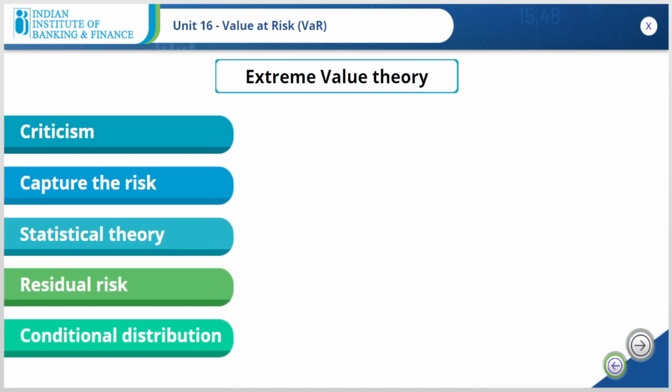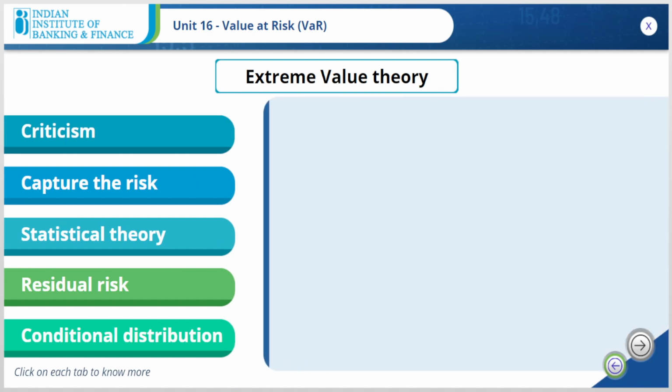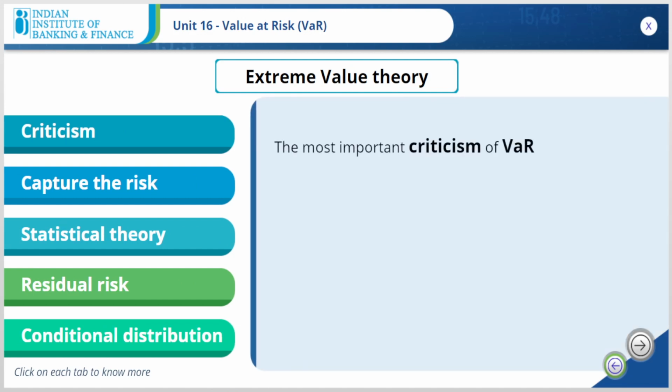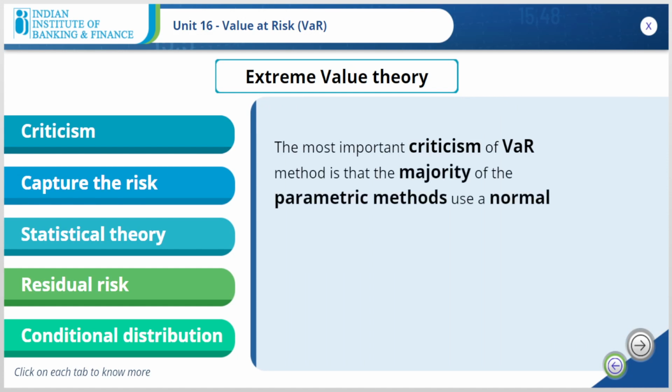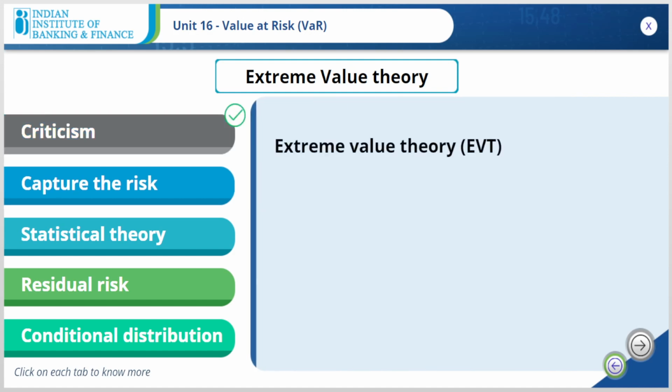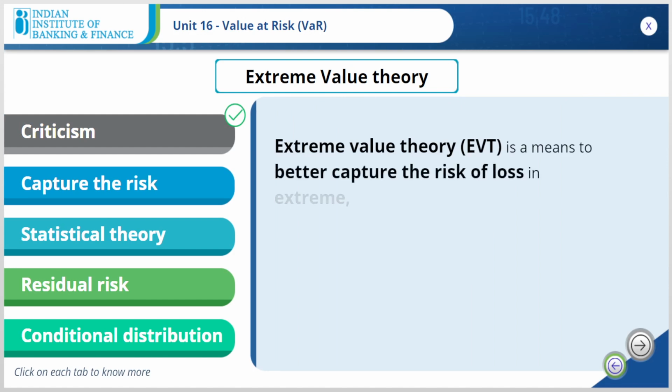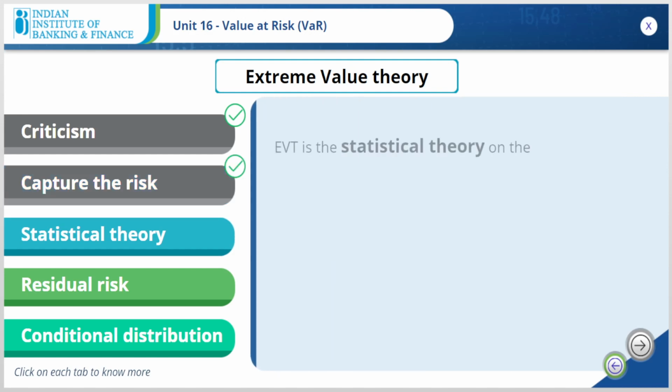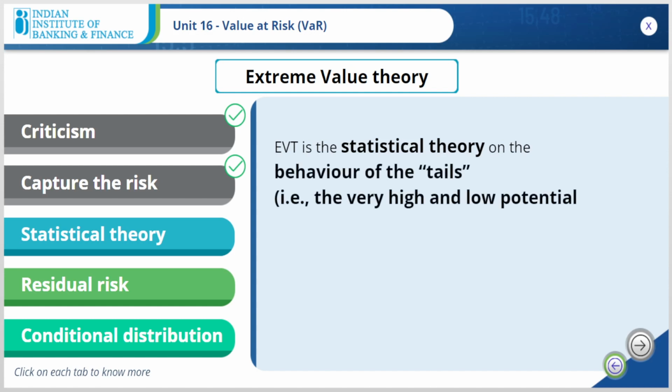Let us now see extreme value theory. Click on each tab to know more. The most important criticism of the VAR method is that the majority of the parametric methods use a normal distribution approximation. Extreme value theory, EVT, is a means to better capture the risk of loss in extreme but possible circumstances. EVT is the statistical theory on the behavior of the tails, that is, the very high and low potential values of probability distributions.